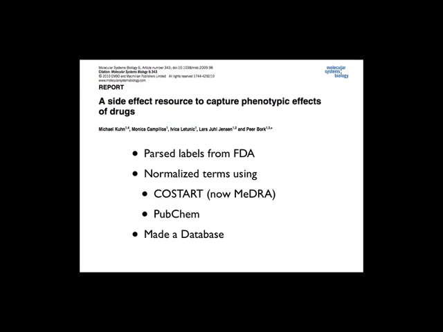And this was essentially done by going to the FDA's database of labels and parsing those. They then normalized those using COSTART terms, which has now been relabeled as MedDRA, which is essentially just a standardized nomenclature for adverse effects, so that if someone has a headache, you know it's classified the same across all of the different labels that are combined. It also then combined information from PubChem to get structural and chemical information about the drug, so you can make comparisons between the chemicals. They combine these into a database.